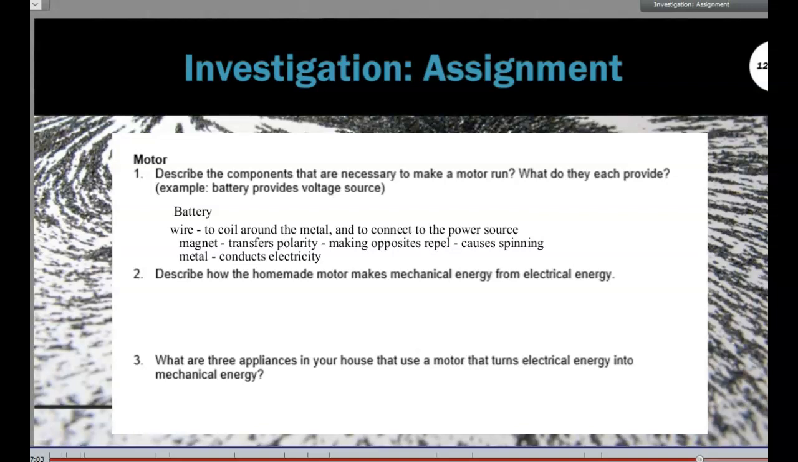And then finally, the last one, so very easy, you're listing 3 appliances in your house that use a motor. So that means they're basically turning electrical energy into mechanical. So I'm sure you can think of, so if it has a motor, basically it moves. You have to think about that. Like a coffee pot just uses electrical energy. Changes things to thermal, but it doesn't have a motor in it. So not a coffee pot. Not really a toaster. A toaster doesn't really move. But like a lawnmower, a vacuum, something like that.